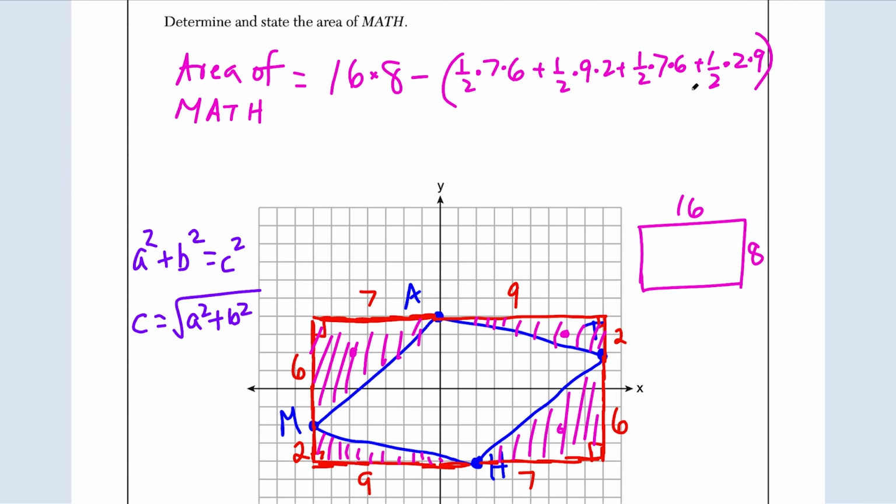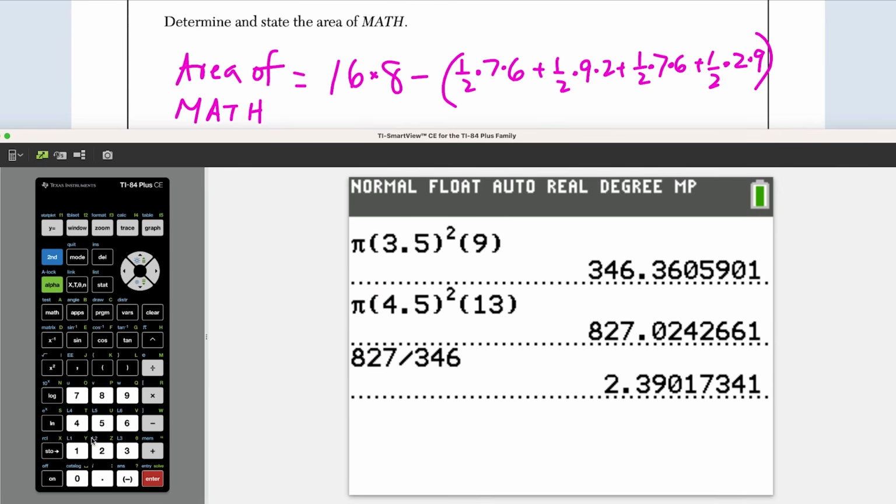And now we just type this in. So we could type this entire expression right in the calculator. We're going to do 16 times 8. And now we're subtracting, and we throw on a parenthesis here. And we have 1/2. I'm just going to write 0.5. So we have 0.5. And we're multiplying by 7 times 6. Let's pretend we don't know 7 times 6 is 42. So we'll just do all of this in the calculator.